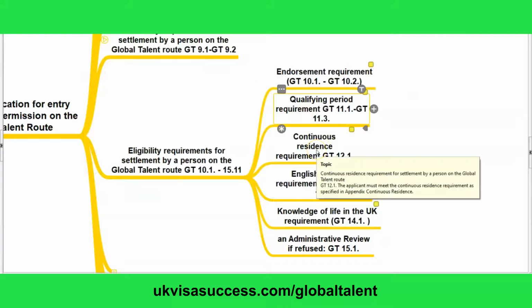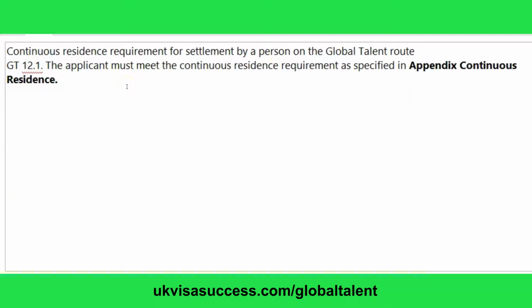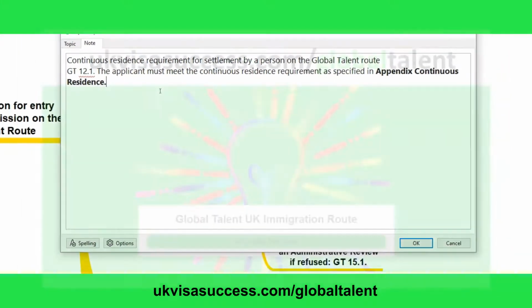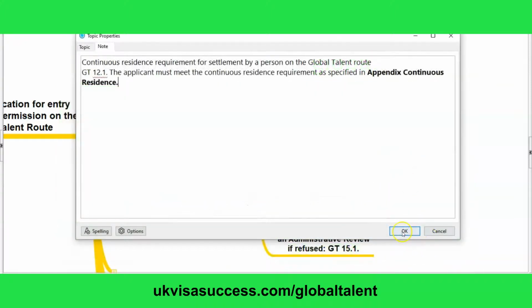The next one is the continuous residence requirement. This is a very straightforward one. All they say is that you need to meet the requirements of appendix continuous residence, and it's all about you not being out of the country for more than the permitted period of time. So if you're curious, you're very welcome to go to ukvisasuccess.com/globaltalent, and I have provided you with the link to the appendix continuous residence.